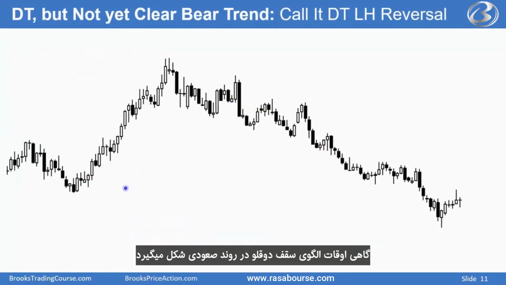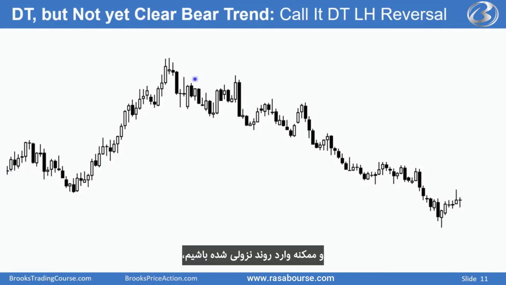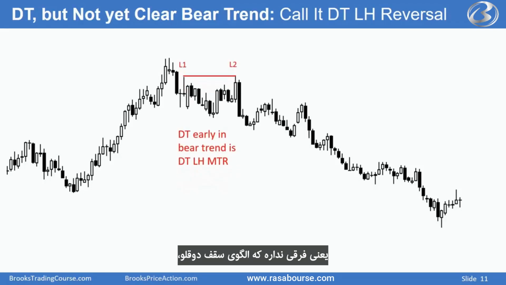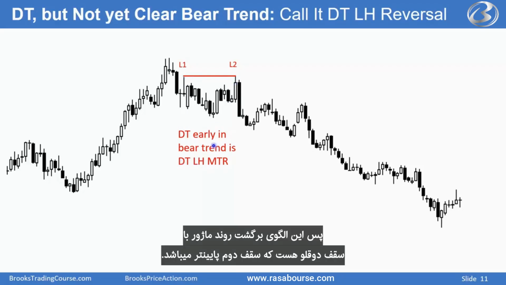Sometimes you get a double top in a bull trend, and maybe it's a bear trend, but it's not clear yet. It doesn't matter. You trade it the same way, whether it's a double top reversal or a double top bear flag. Here we have a bull trend, a bear breakout, lower high major trend reversal, and it's also a double top lower high major trend reversal.